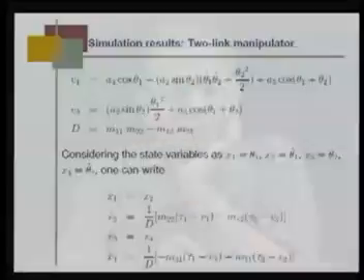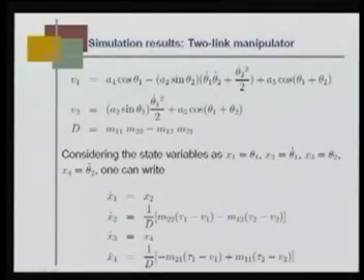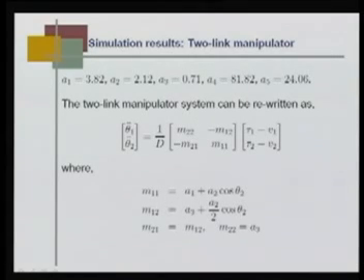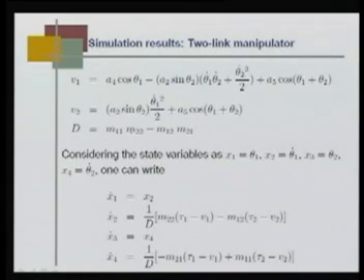V1 is given by this big expression, which is a4 cos theta 1 minus a2 sin theta 2 times theta 1 dot theta 2 dot plus theta 2 dot whole square by 2, plus a5 cos of theta 1 plus theta 2. Similarly, V2 has another expression: a2 sin theta 2 times theta 1 dot whole square upon 2, plus a5 cos of theta 1 plus theta 2. And D is M11 M22 minus M12 M21, the diagonal element multiplication minus the other diagonal element.